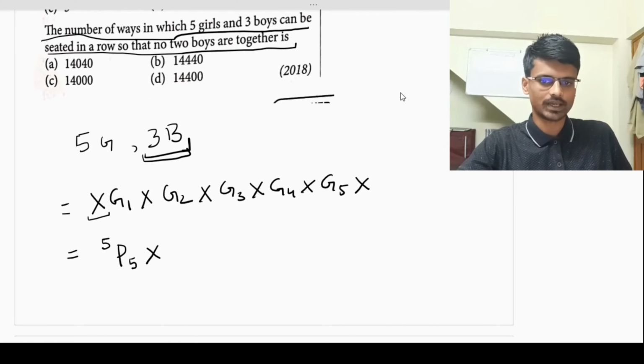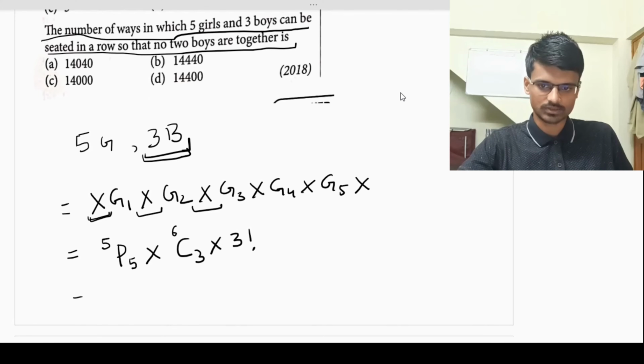So, first thing I need to do is select 3 spots. To select, what should I use? I should use a combination formula. So, first I will select 3 spots, right? And once I select, say, for example, I have selected these 3 spots, again, in these 3 spots, I can seat these 3 boys in how many ways? 3 factorial ways, am I right? So this is my answer. 5P5 is nothing but 5 factorial, times 6C3, times 3 factorial. Let's expand that.